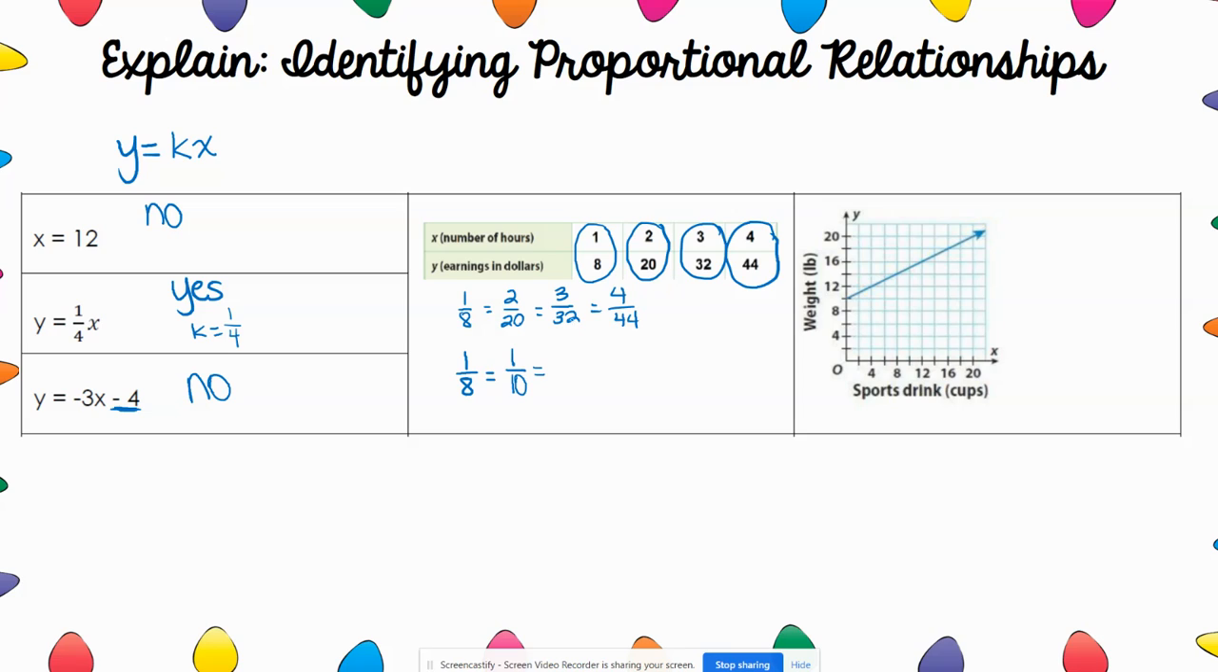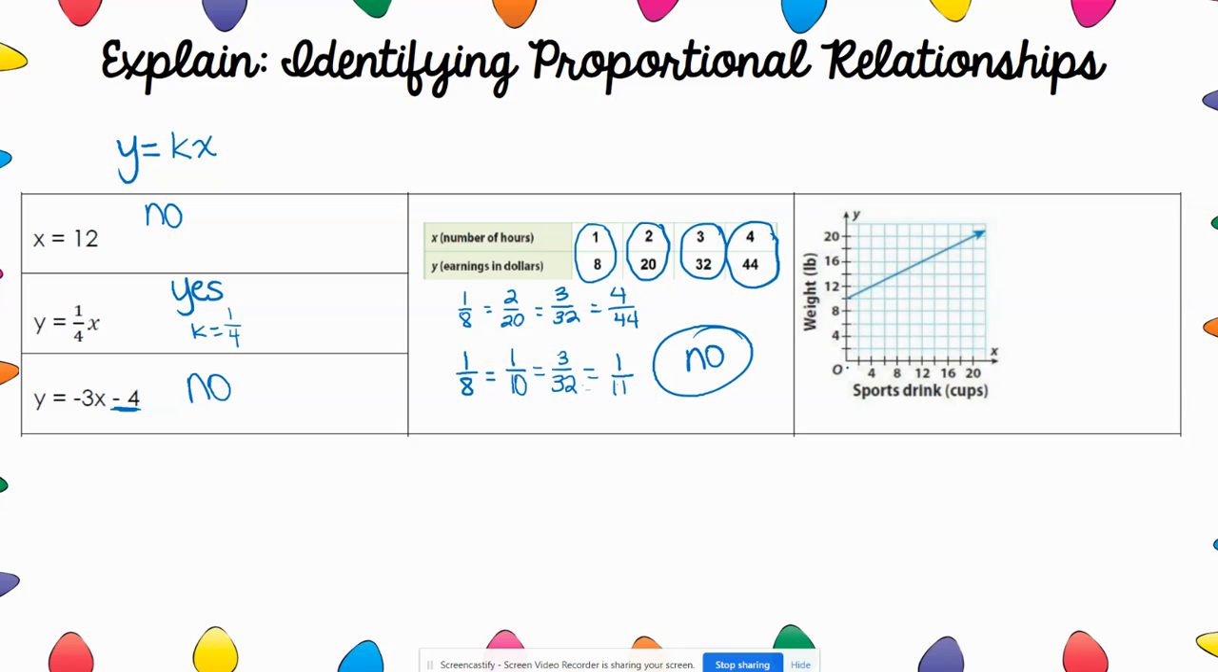Well, when I look at 3 and 32, those two do not have any factors in common, so that cannot be simplified. So that one's going to remain 3 over 32. Our last one is 4 over 44. Well, both of these numbers are divisible by 4, so we can divide 4 by 4, which would give us 1, and we can divide 44 by 4, which would give us 11. Now, what you'll notice here is that we don't have all 4 of these being equal to each other. In fact, none of these simplified fractions are equal to each other. So because of that, we would say that no, this is not a proportional relationship.